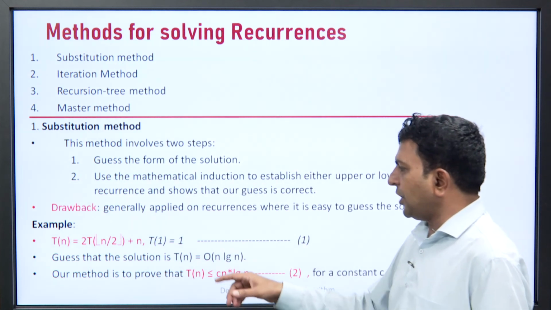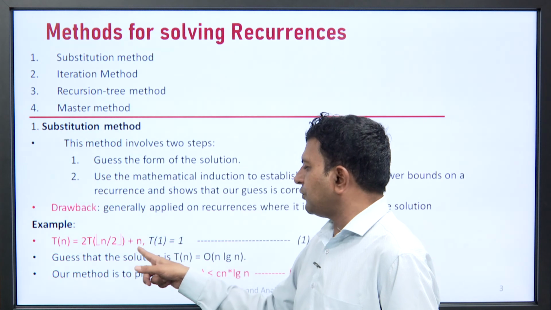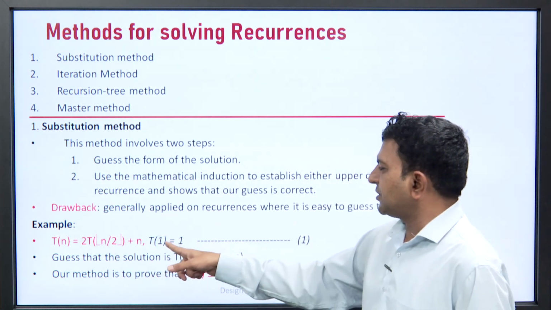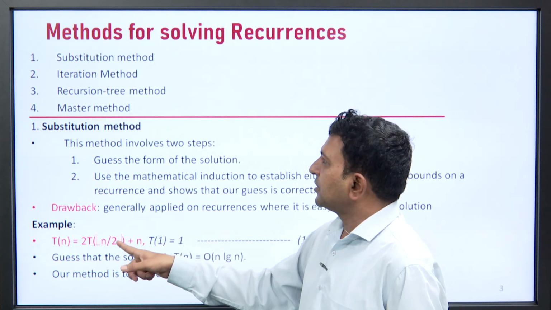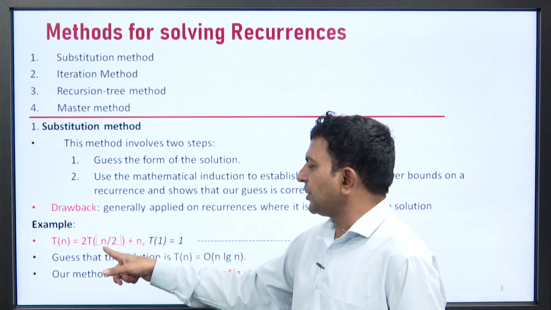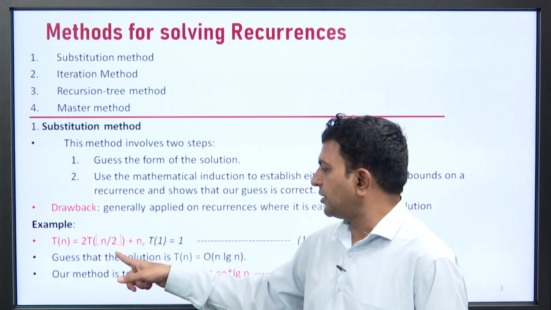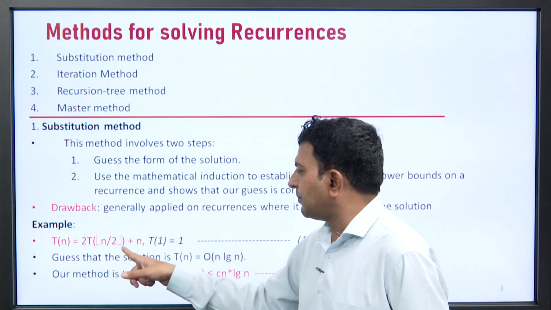For example, if we take the equation T(n) = 2T(n/2) + n, and the base condition is given, T(1) = 1, we have to solve this recurrence using the substitution method. Just see here, the floor notation is given, so we will ignore it initially. So our equation will be T(n) = 2T(n/2) + n.